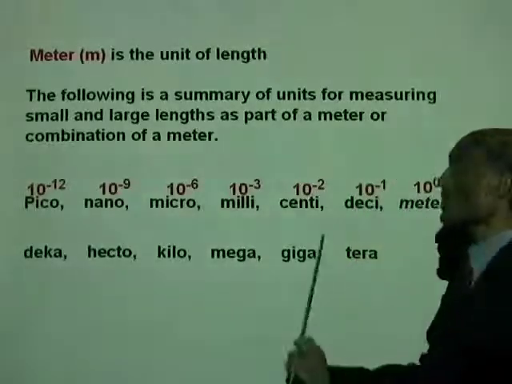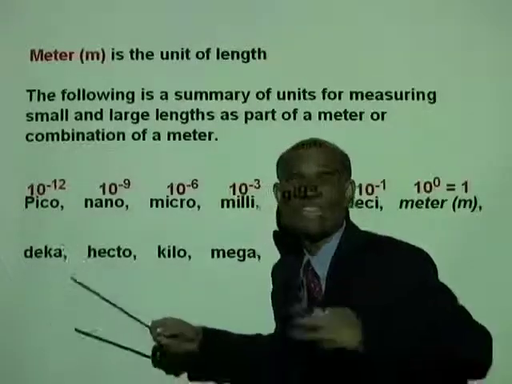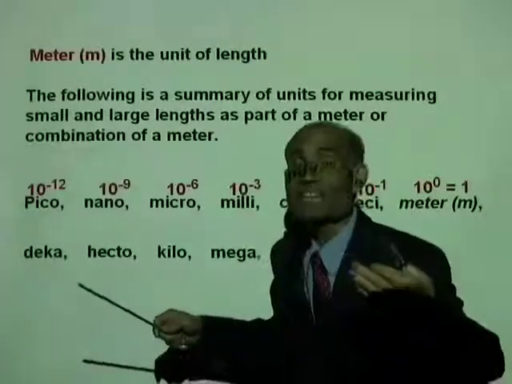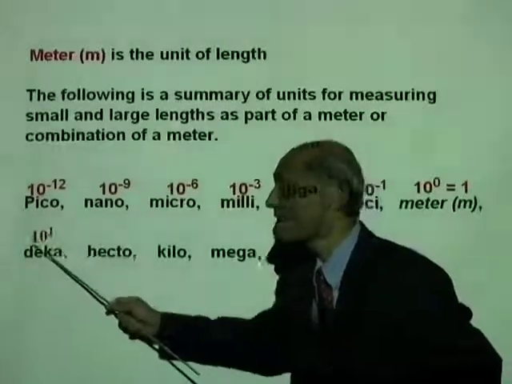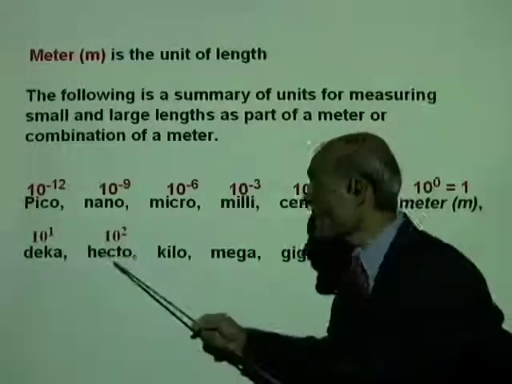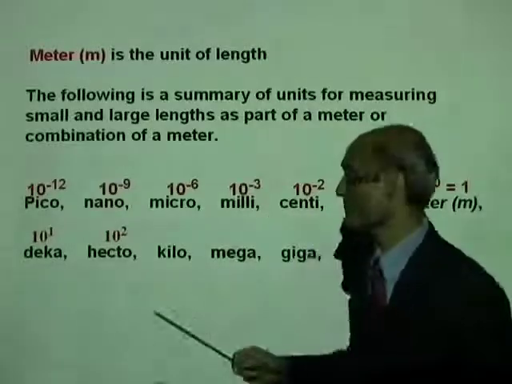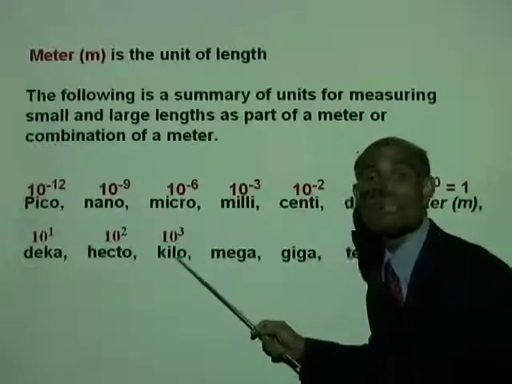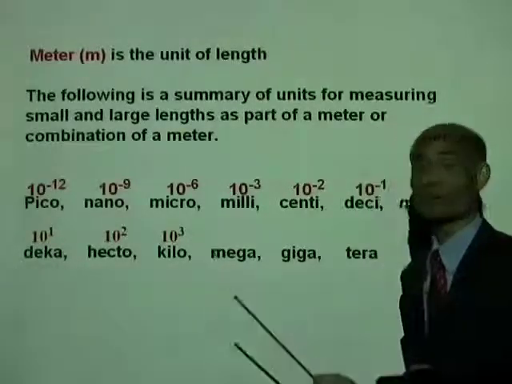Let's now go for large distances. What does deca mean? What's a decade? A decade is 10 years. A decameter is 10 meters, 10 to the power of 1. A hectometer is 100 meters. A kilometer is 1,000 meters, 10 to the power of 3.